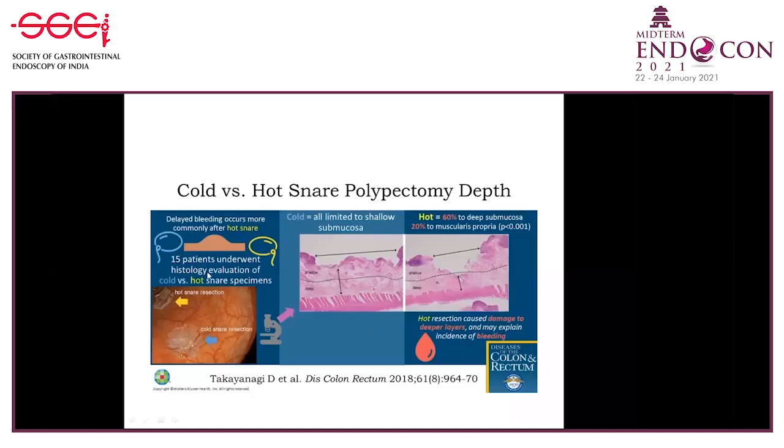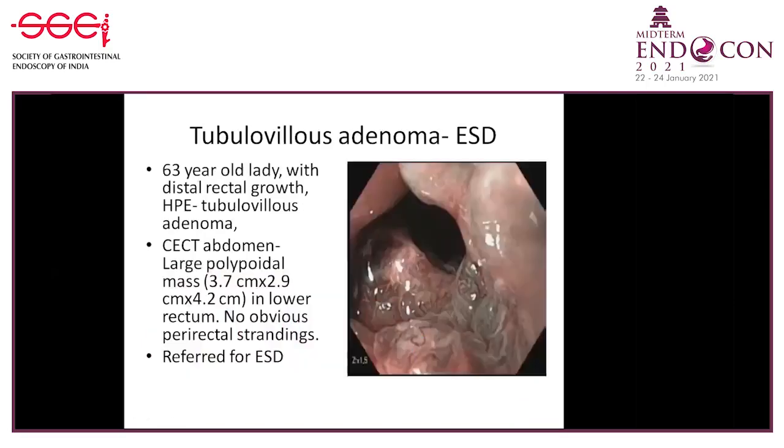Now, 15 patients underwent histological evaluation. What they did is they looked at how the histology appeared after polypectomy. With cold snare, the depth was only up to the shallow submucosa, whereas in hot polypectomy there was some depth damage, which is what they demonstrated. What we generally do is, after garlanding the polyp, we pull it away from the mucosa and then snare it off. Even though we have not seen much delayed bleeding, this is what is advocated: try to do cold snare as much as possible, that's what they say.